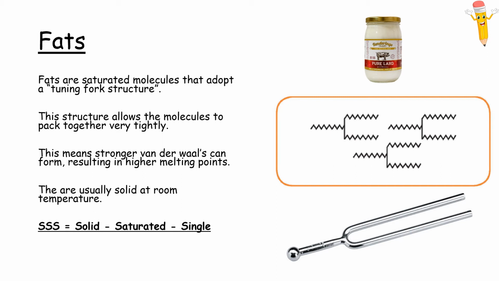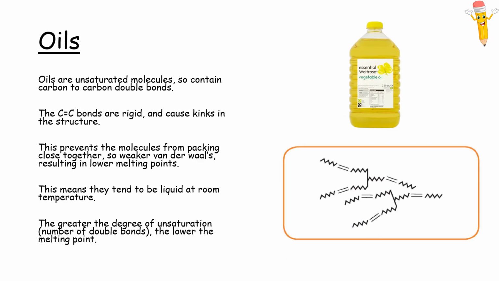So fats are solid, saturated, and contain single bonds, carbon-to-carbon single bonds. So the triple S: solid, saturated, single bonds. Whereas when you move on to oils, because your chain's been distorted, they can't tightly pack. They can't pack as closely as a fat would. So that means that their intermolecular bonds aren't as strong as they were in the fats. So it doesn't take as much energy to overcome, which means these oils are liquids at room temperature.